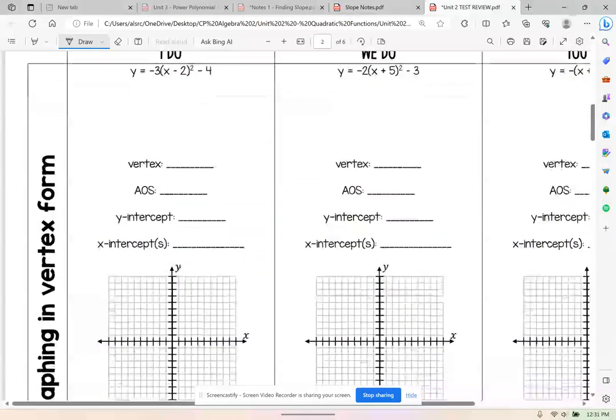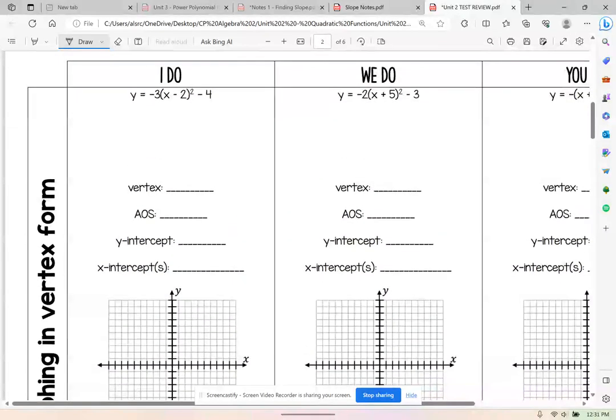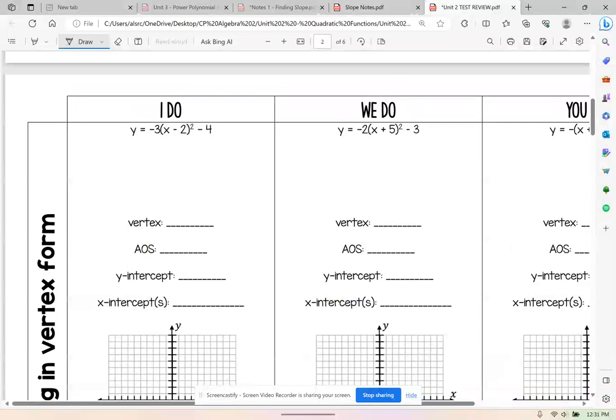Flip it over onto the next page, please. Vertex form. Vertex form is this: y equals a times x minus h squared plus k. The A still tells me opens up or down. My vertex for vertex form is h comma k.